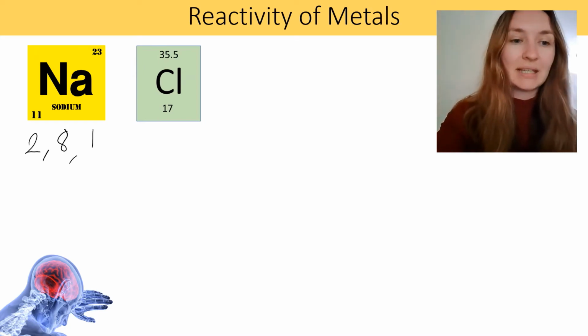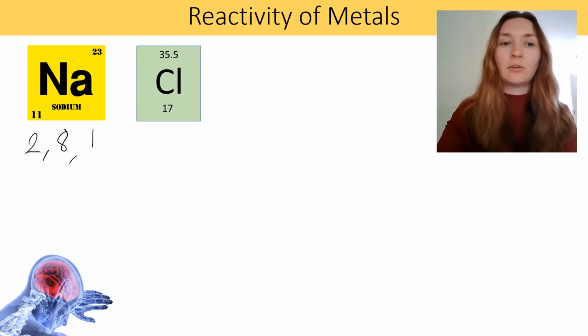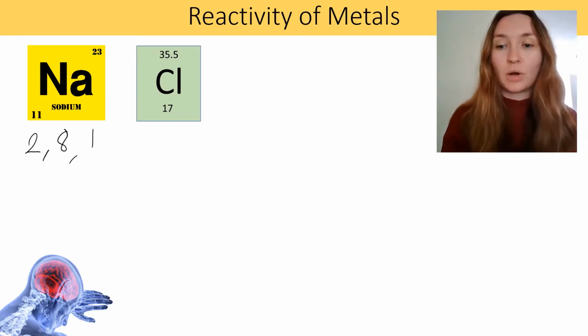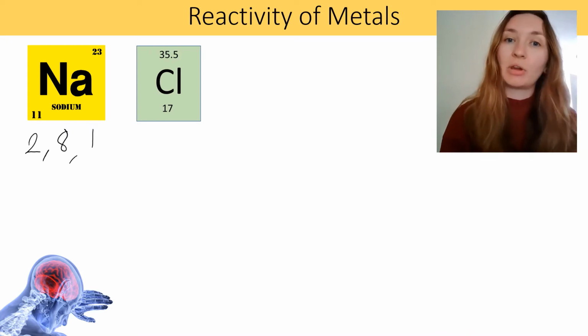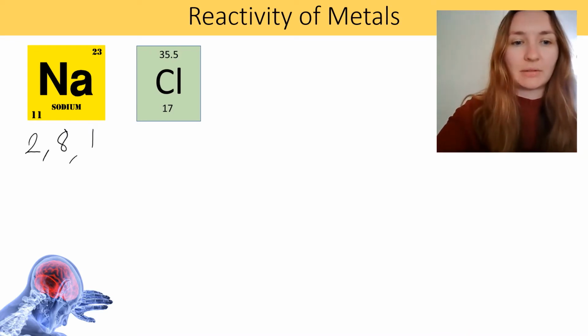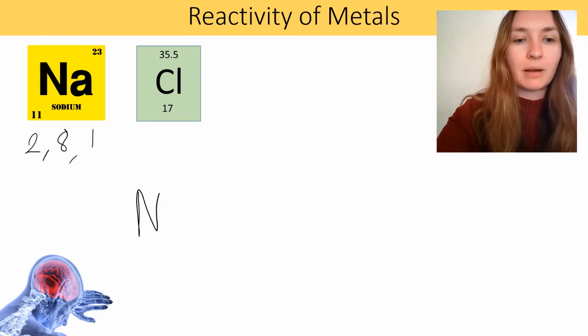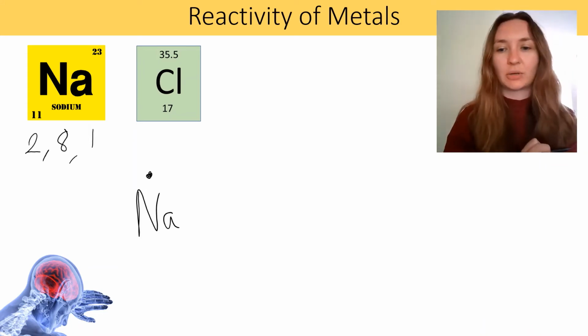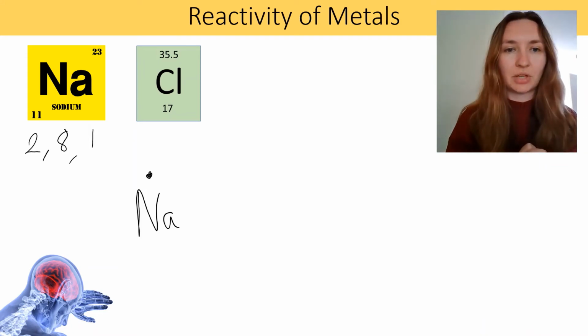So that means this is the electron configuration for sodium. What that means is that there's 1 electron in its outer shell. It's in group 1, it's an alkali metal, and therefore it's got 1 electron in its outer shell. So I'm going to draw that by representing just the outer shell, and I'm going to draw that with a dot there. So that's showing that it has an electron in its outer shell.